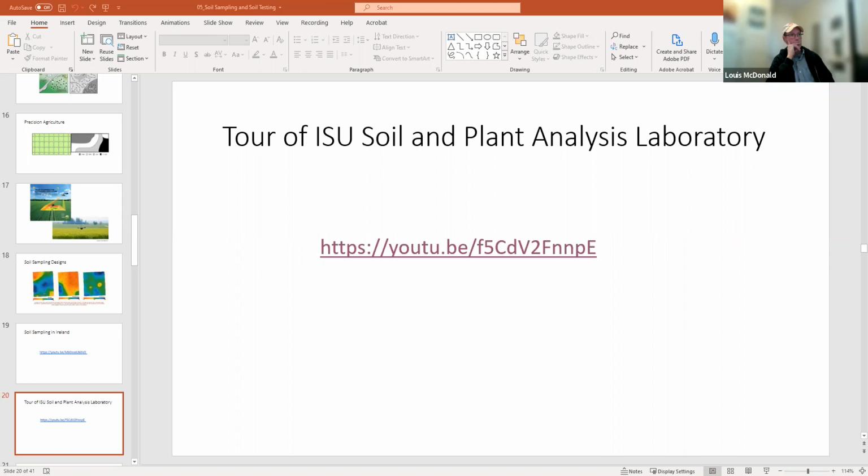When handling thousands of samples, keeping careful records is imperative. Each sample received by the Iowa Soil and Plant Analysis Laboratory is assigned a unique number that follows that sample throughout each operation.